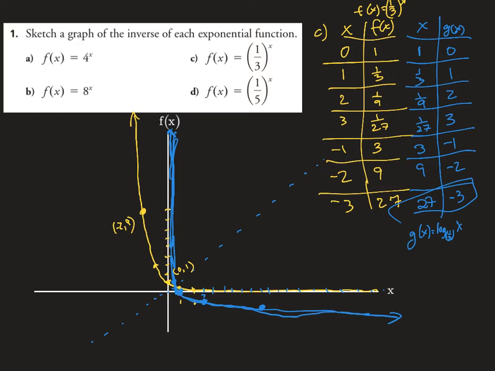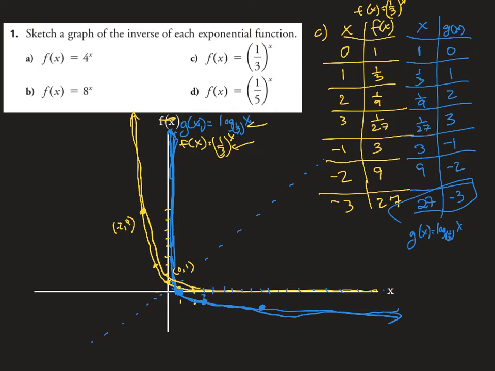So as you can see, this is your logarithmic with a base of 1/3. So that's g of x equals the log with a base of 1/3 of x. And your f of x, which is this yellow one, f of x is equal to 1/3 to the power of x. Now both of these have a base of 1/3, and that's why these are inverses of each other.